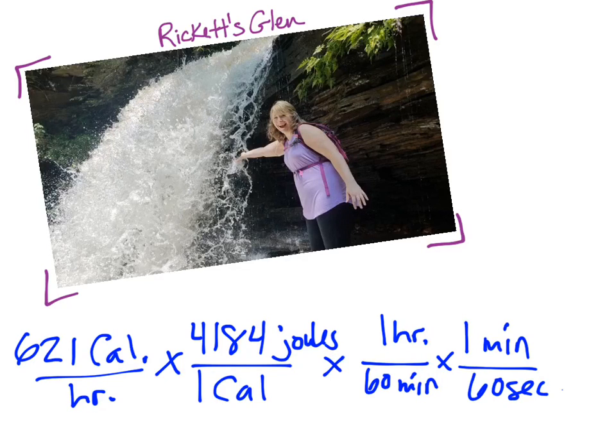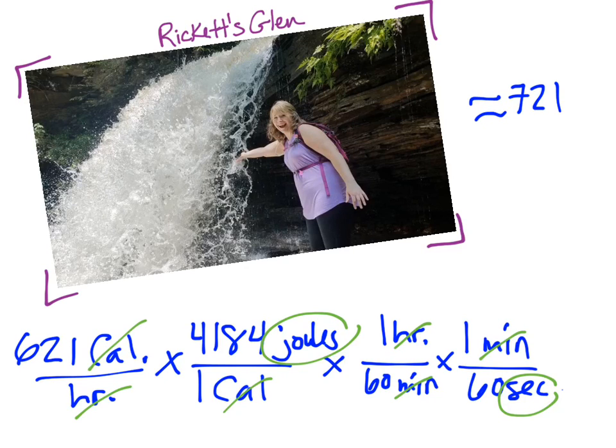If we follow the units, calories cancel, hours cancel, and minutes cancel, and we're left with joules per second. If you do the calculation, 621 times 4,184 divided by 60, and then divided by 60 again, that gives about 721 joules per second. And joules per second is watts, so that's about 721 watts. So the rate at which I was burning calories was enough to power 7 100-watt light bulbs.